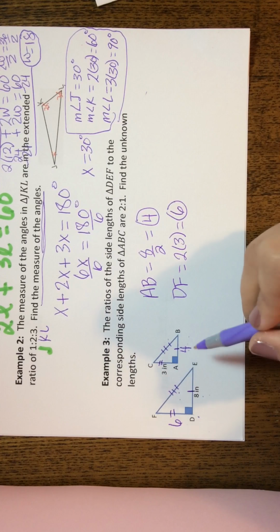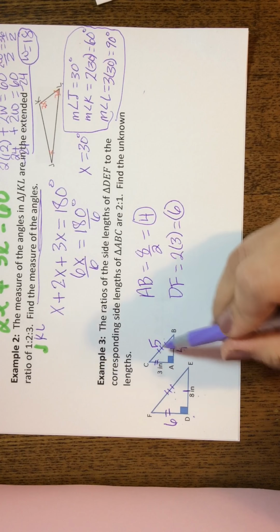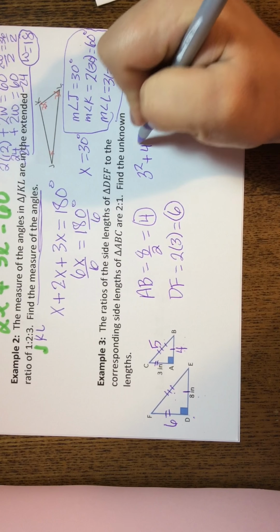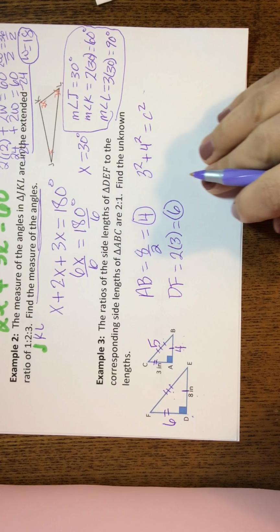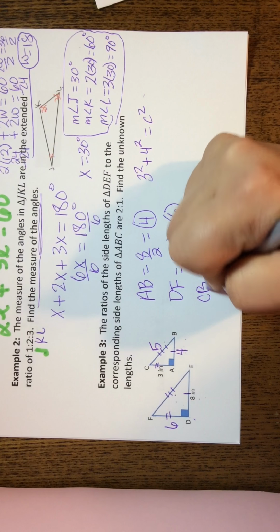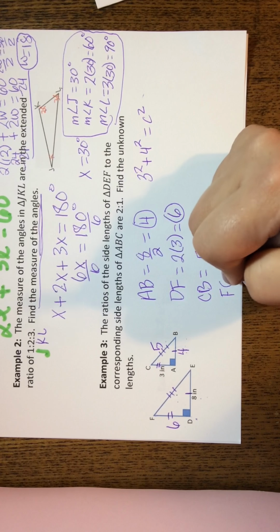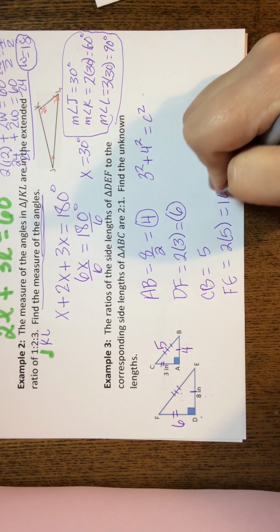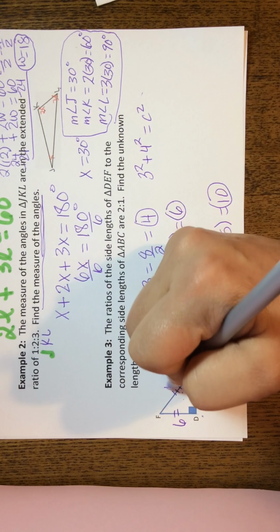Now this is a special triangle. It's a 3, 4, 5 triangle. If you didn't remember that it was a 3, 4, 5, then you can use the Pythagorean theorem. 3 squared plus 4 squared equals c squared. I'm not going to do the work for this, but you can continue this and you would get 5. So CB is 5, then FE or EF is twice as big as 5, so that would be 10. So we have found all the unknown lengths. This one over here is 10.